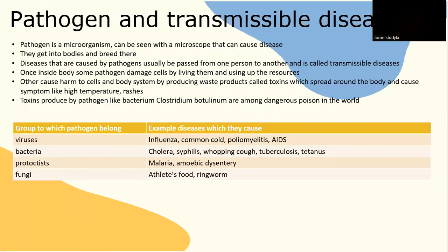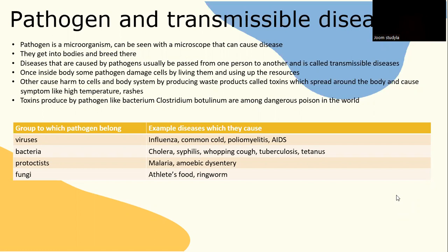Let's look into pathogens and transmissible disease. What is meant by pathogen? A pathogen is a microorganism, which can be seen with a microscope, that can cause disease. They get into bodies and breed there. Diseases that are caused by pathogens can usually be passed from one person to another and are called transmissible diseases.